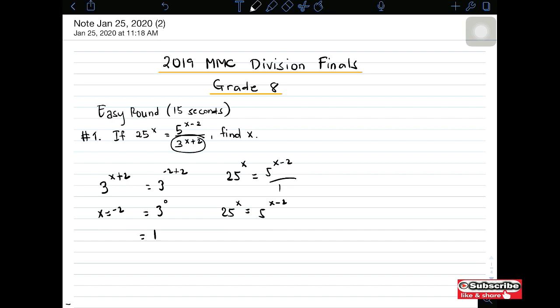At ang ginawa natin, di ba, we assigned x to be equal to negative 2. So it will become 25 raised to negative 2 is equal to 5 raised to negative 2 minus 2. Ang target ko lang dito is maging equal silang dalawa. So we have here now 25 raised to negative 2 and 5 raised to negative 4, which is 5 raised to 2 times negative 2, and then 5 raised to negative 4. Kung mapansin nyo, they are now equal. Therefore, the value of our x is negative 2.